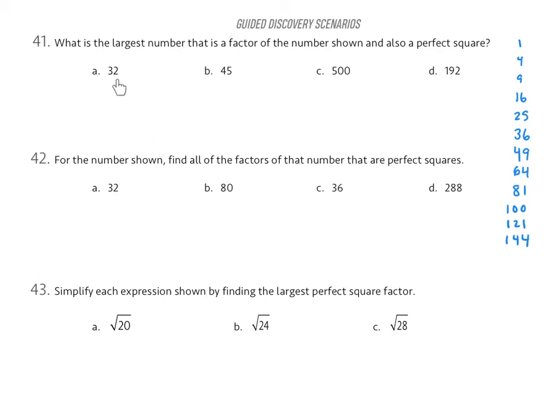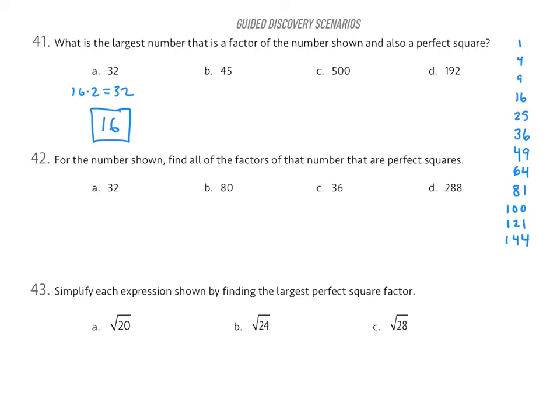What's the largest number that is a factor of 32 and also a perfect square? Well, it can't be larger than 32. 36 is not a factor of 32, it's larger than 32. 25 doesn't divide evenly into 32. 16, let me think about that. 16 times 2 is 32. So 16 is the largest factor of 32 that's also a perfect square.